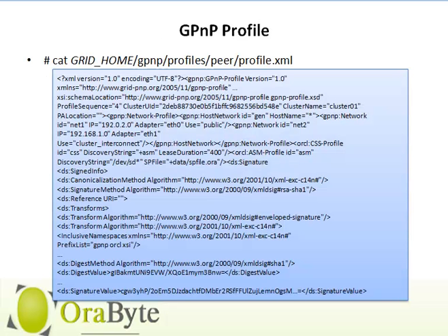Looking at the GPnP profile, it is under grid home, gpnp, profiles, peer, profile.xml. This is how it looks.